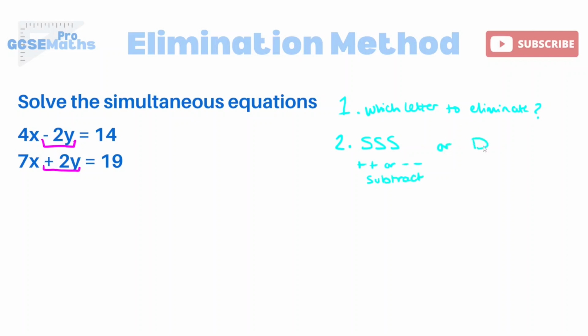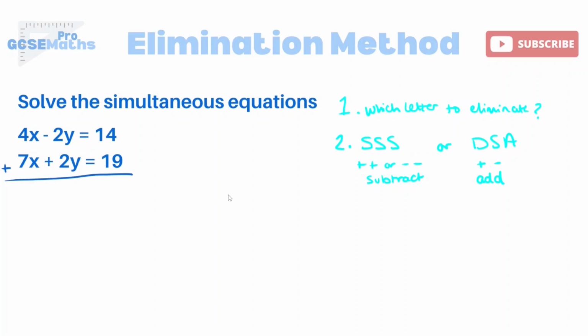Or we've got the other one, which is DSA, which means if they're different signs, so one's a plus, one's a minus, you have to add the equations. So in this case, you can see I've got a minus and a plus, so I need to add the two equations. So I'm just going to draw a line underneath and put plus.